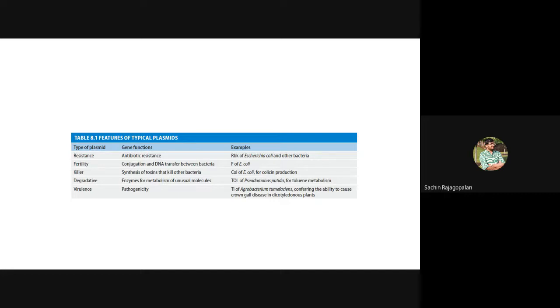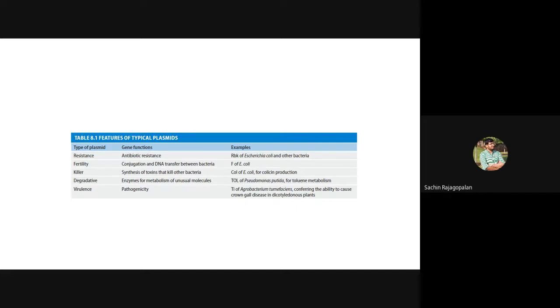There are also degradative plasmids. Now, what are degradative plasmids? These are plasmids which code for enzymes that bring about the metabolism of materials which are difficult to biodegrade, like plastic. Plastic degradation by itself is a very difficult process, but there are organisms which have the ability to bring about the degradation of plastic. And that ability will be encoded in the plasmid. So such plasmids are referred to as degradative plasmids.